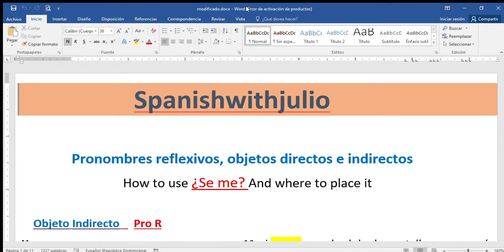Today I'll be talking about an important class. I want to say thanks to Jamie, a Spanish student who asked me about what is the meaning of "se me", where to place it, and basically what reflexive pronouns are.